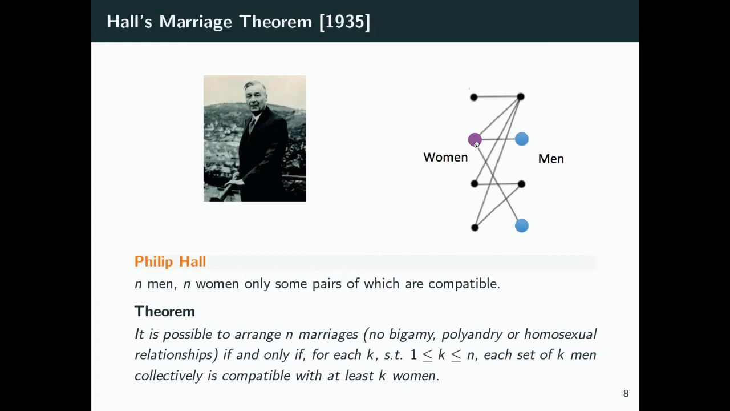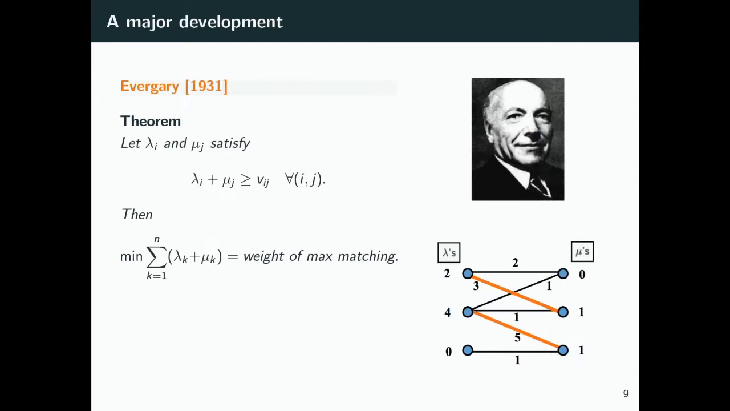And that's a proof that there's no perfect matching in this graph, no way to match everybody. So it's kind of obvious that this condition is necessary, but the marriage theorem says it's also sufficient.